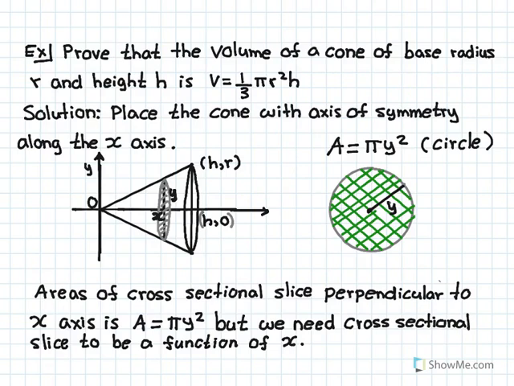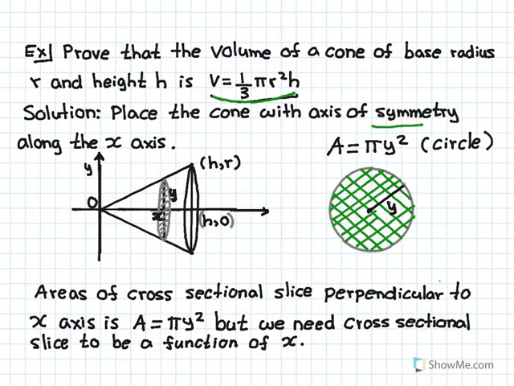All right, let's look at an example. Here we have a proof that the volume of a cone of base radius r and height h is equal to 1/3 pi r squared h. You might recall this from high school geometry. We're now going to prove it. The way we will do that is we will place the cone with the axis of symmetry along the x-axis. And so here's the cone, and our goal is to find the cross-sectional area at every point x, and then we're going to integrate that.